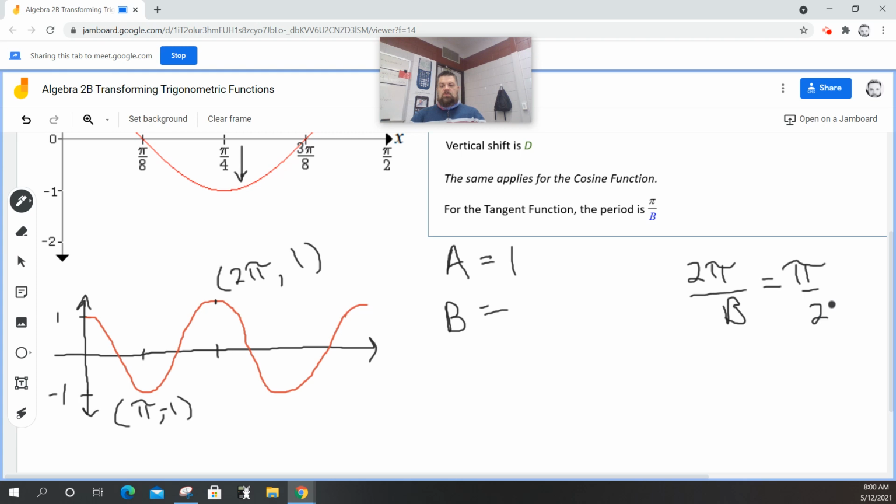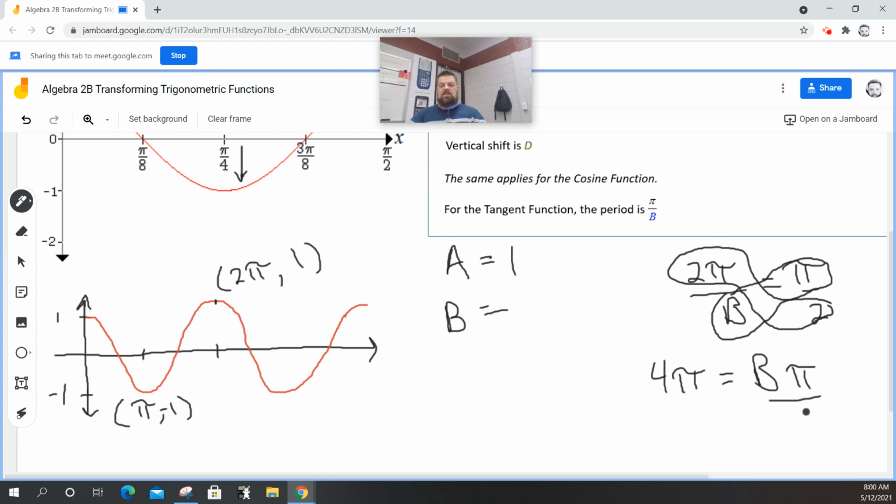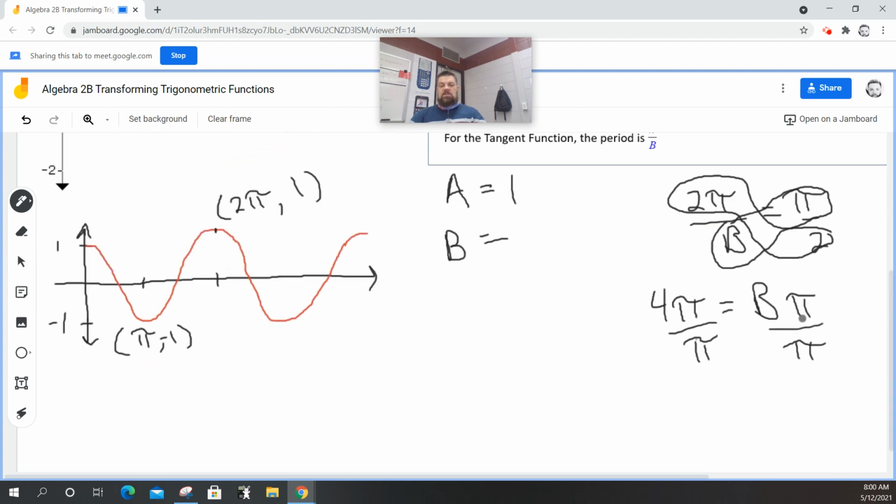So 2 times 2 pi equals 4 pi. And then B times pi is just B pi, right? So I'm going to cross multiply because that's how you solve proportions. We want to get B by itself, so we divide both sides by pi. Pi divided by pi is 1. These cancel, these cancel, these cancel, these cancel, and we get B equals 4.